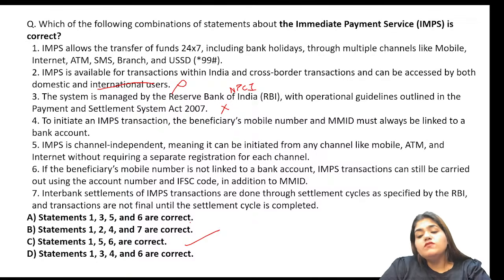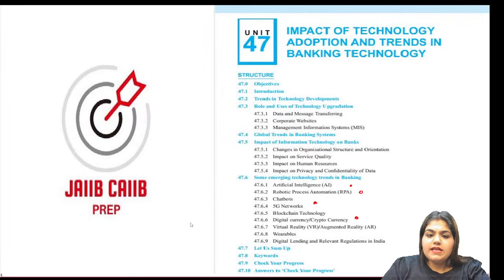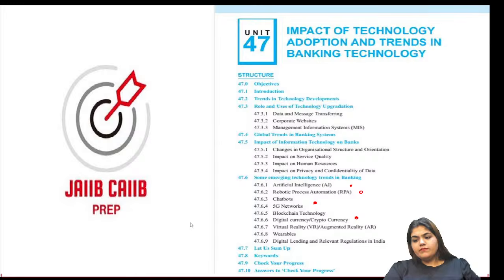IMPS does not always require a beneficiary number. We just need the account number and the IFSC code. Statement number 7 is incorrect because IMPS transactions are instant. For us, it is instant. For the banks, it is settled on the basis of cycles. So statement number 7 is also incorrect. C is the correct answer. Let's see unit number 47.